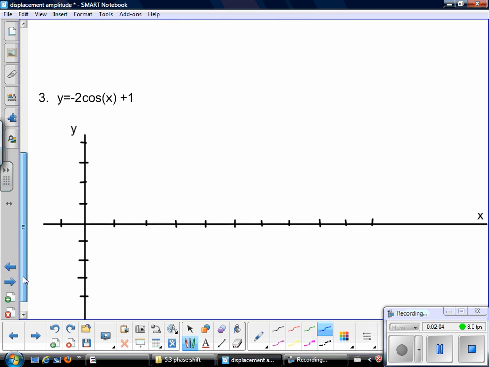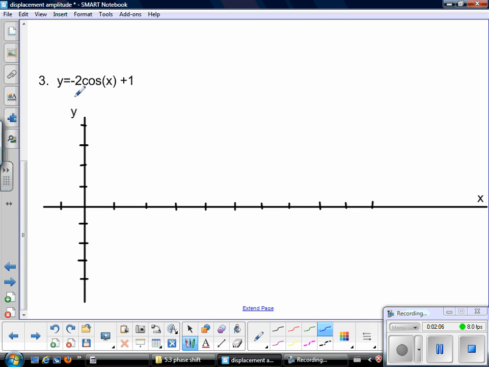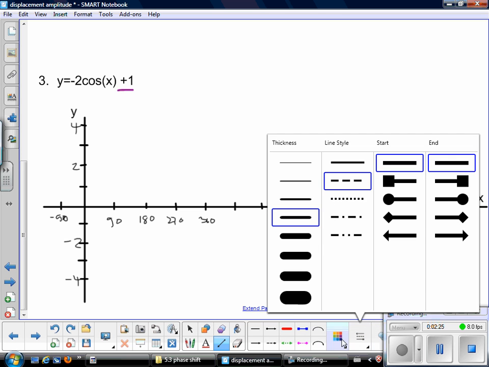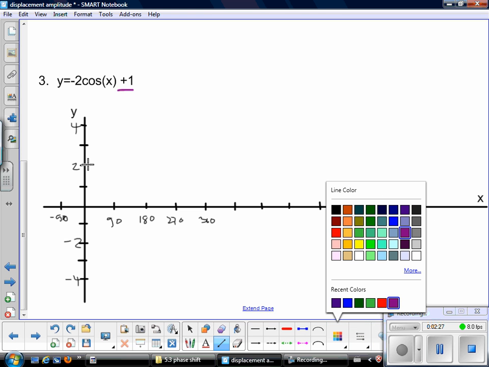The next one is y equals -2 cos x plus 1. Again, I'm going to pause this, you don't need to watch me draw some numbers. Okay, so again, we look at the end. It says +1, so we need to have a dotted line at +1. And we make it purple because that's what I chose. So at +1.